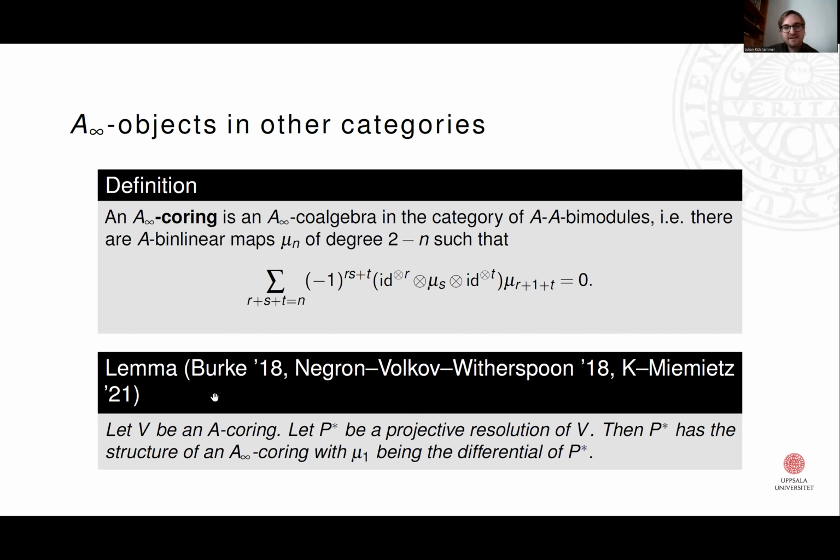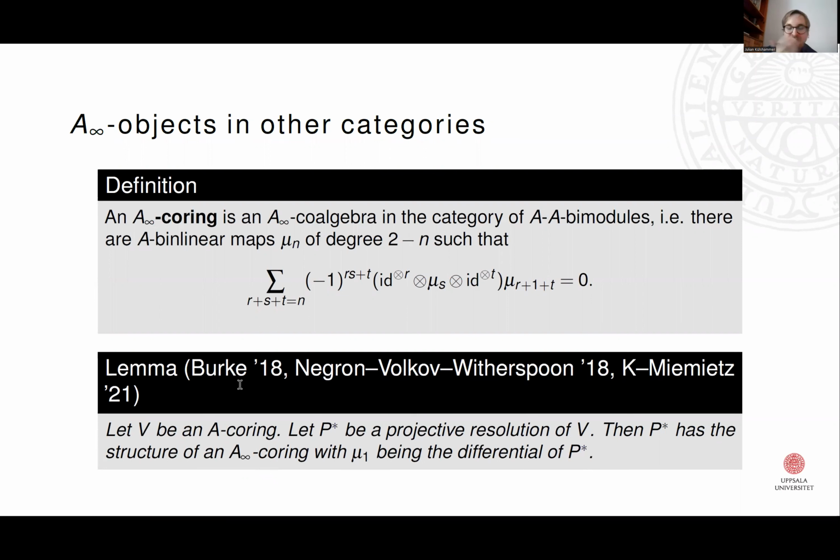So we have to do something else, and the something else we can just assume that the components of this thing are projective. So for example, you can take this co-ring, you can take a projective bimodular resolution of this co-ring, and then one can prove that this bimodular resolution has actually the structure of an A-infinity co-ring, with the differential just being the differential of the complex P. Okay. We were actually not the first one to observe this or similar results.